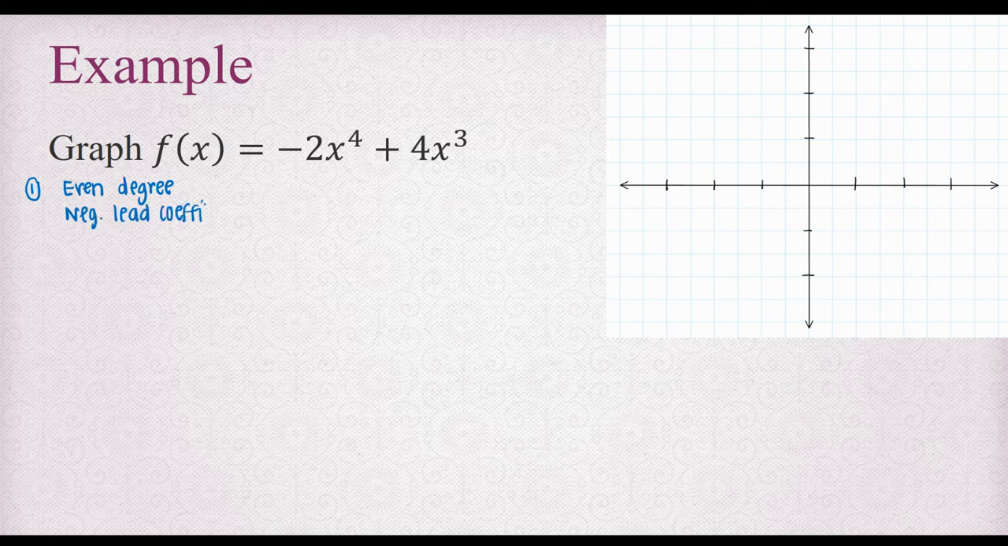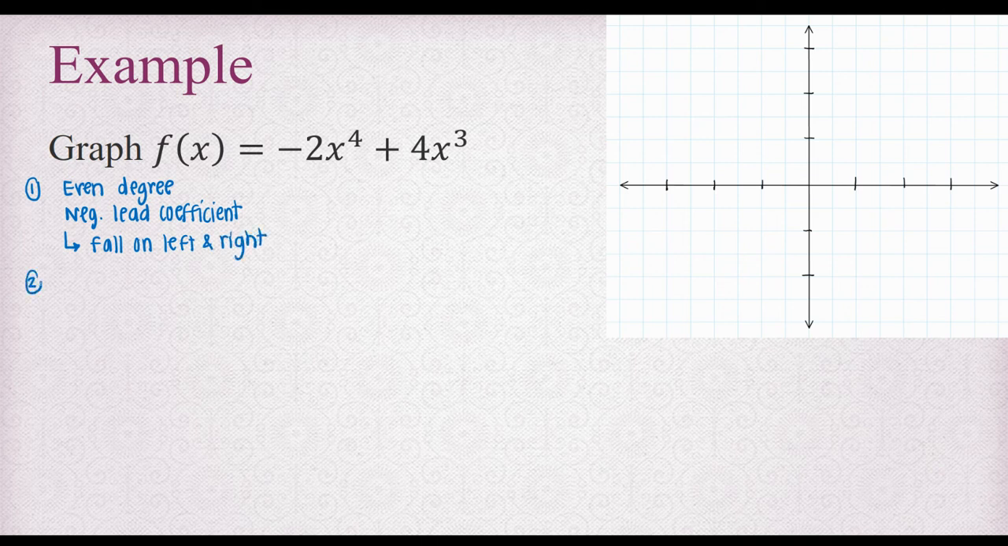Anytime we have an even degree, that tells us that we're going to be either both sides rising or both sides falling. When we're talking about a negative lead coefficient, we are going to fall on the left and the right. So both ends should be pointing down.